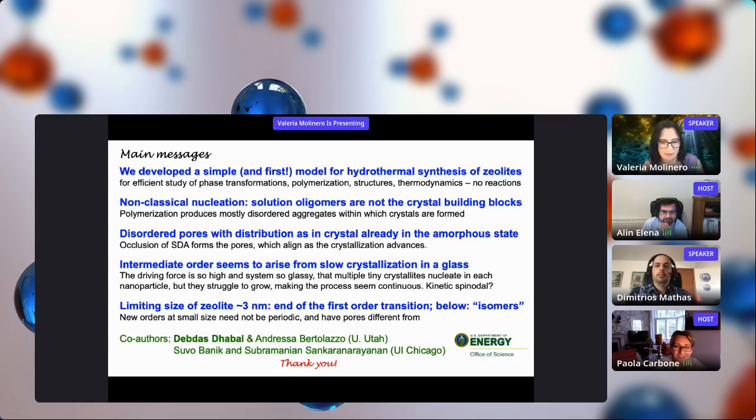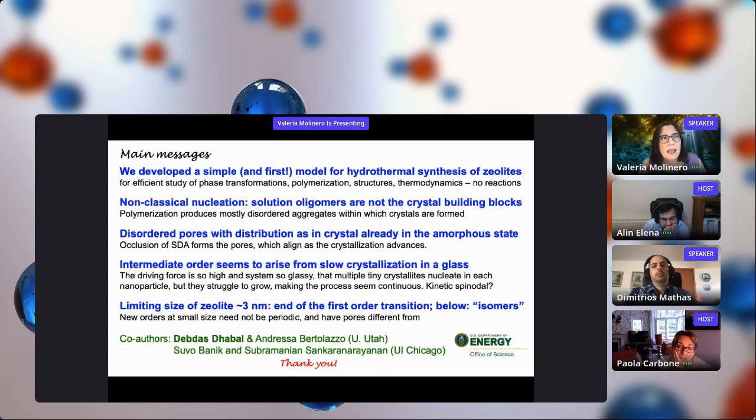Maybe I have a quick question, Valeria. The picture you showed looked like in the simulation box, you end up with one cluster, one zeolite all the time. Does it happen all the time that you end up with one single one?